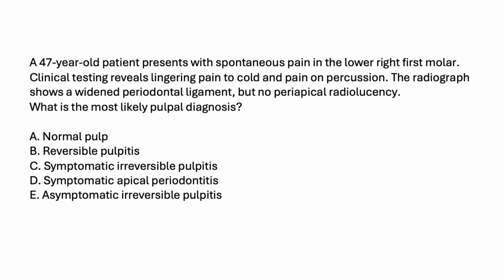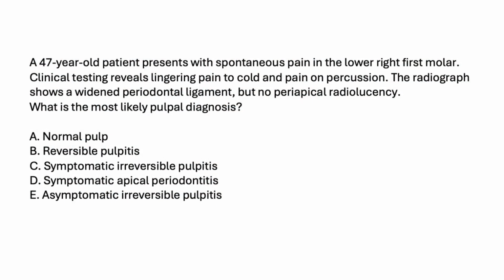So let's break this down and start with the final sentence of the stem. What is the most likely pulpal diagnosis? So we're looking for clues regarding pulpal diagnosis. And our first clue is this lingering pain to cold, which strongly suggests symptomatic irreversible pulpitis. Pain on percussion means the inflammation has extended into the periapical tissues, which is still consistent with symptomatic irreversible pulpitis. And the radiograph shows no periapical radiolucency, but that's okay. This condition often presents before a radiographic change is visible. And keep in mind, we don't care about the periapical diagnosis. We need the pulpal diagnosis.